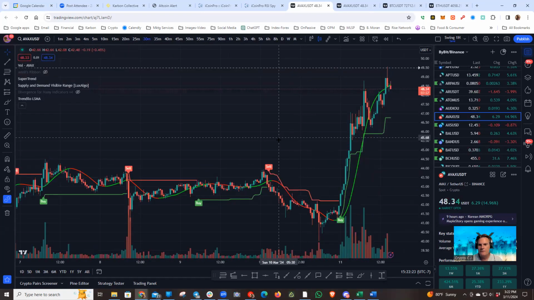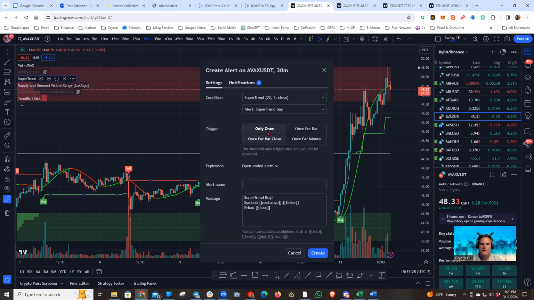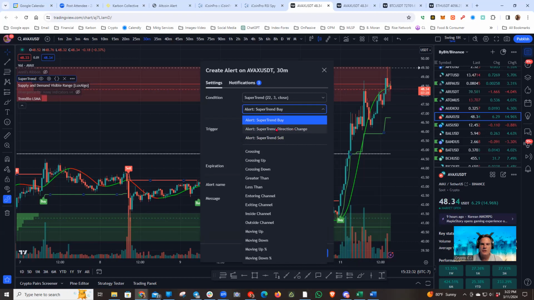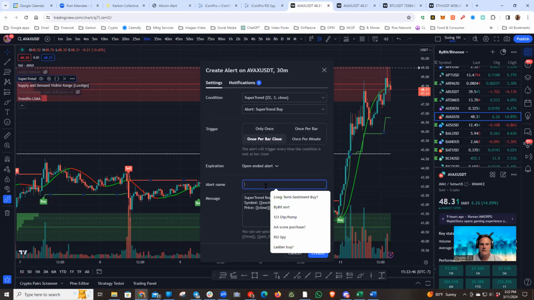So for an alert on the 30-minute or the 1-hour using the Supertrend, right click. The first one that comes up is buy. If you want to trade both directions, you can go with direction change. I sometimes do this on shorter time frames. Then if you want to short it, choose sell. So if you put buy and you select once per bar close, it'll keep that until you turn it off. AA score purchase, and the rest.